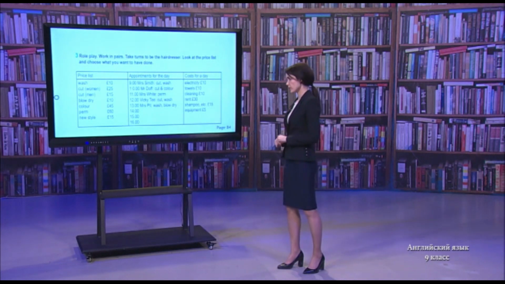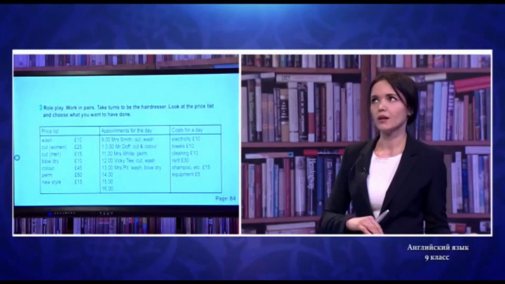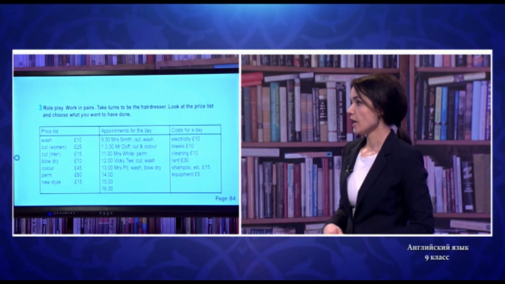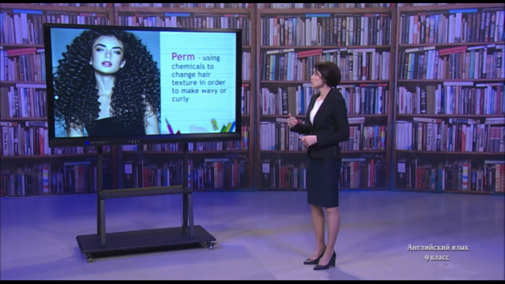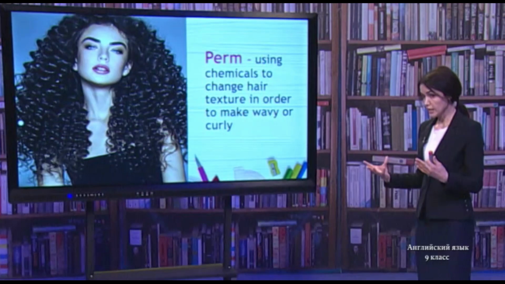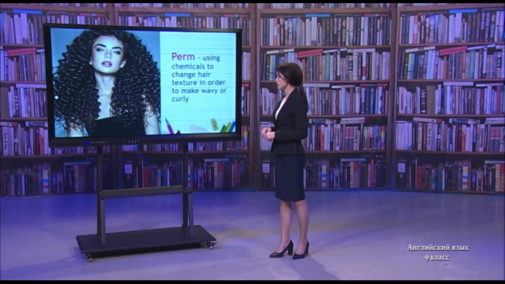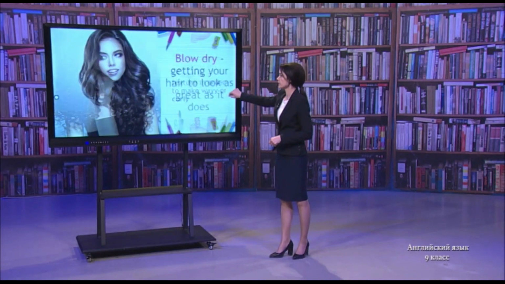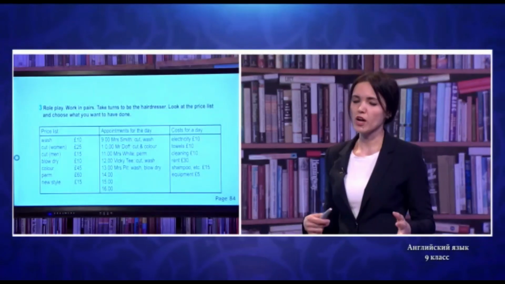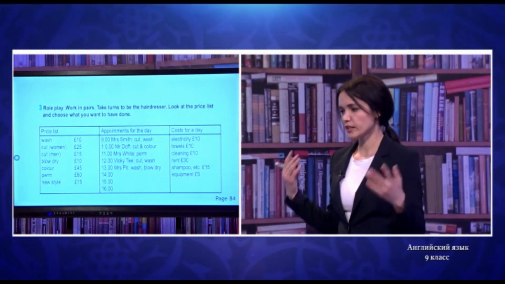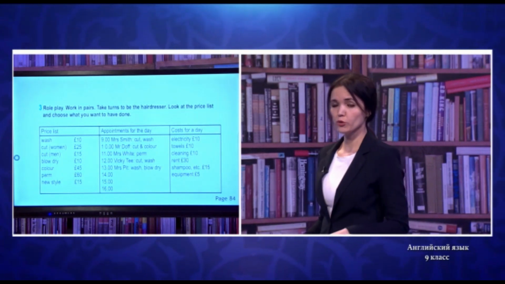For example, if your hair is black, you change it into, let's say, a brighter color, brown. And then perm. Perming means using chemicals to change hair texture. For example, if your hair is curly, you can make it straight. If your hair is straight, you can make it curly or wavy. Well, and then new style, you change your hair totally, for example, if your hair is long, you make it shorter.